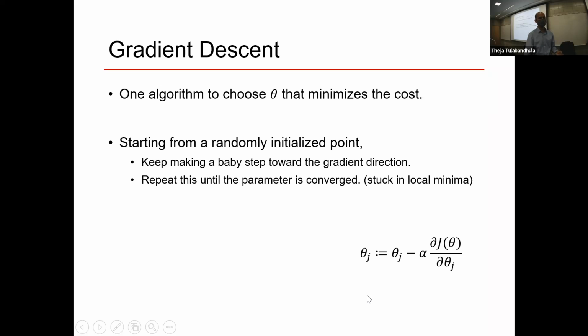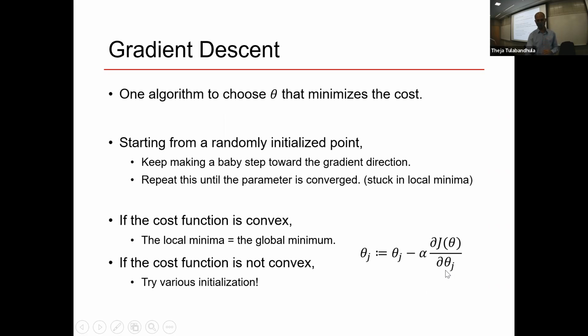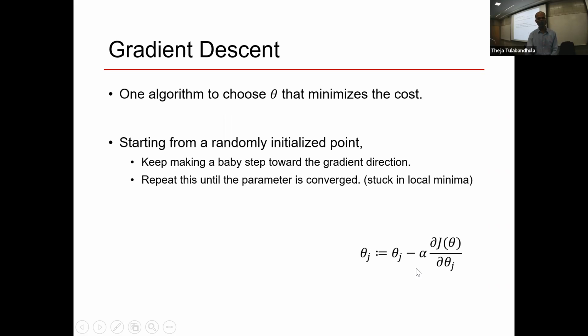So for theta naught and theta 1 in the previous example, there will be two such equations. If you vectorize that equation, there will be a vector here, which is the gradient, and this is the original point, which is a two-dimensional vector, and your output point is also a two-dimensional vector.